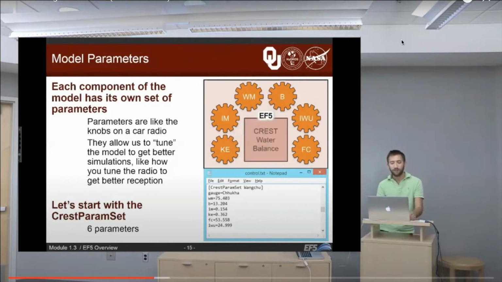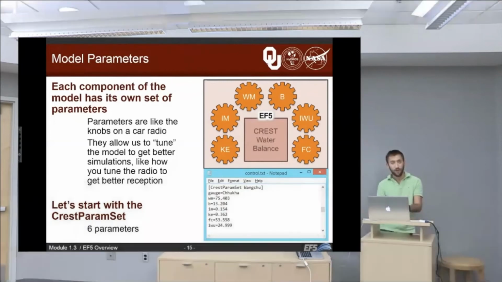So the CREST param set block, in this case it's called Wang Chu. The gauge is called Chukka, so the parameters have to refer back to the gauge that we already named.